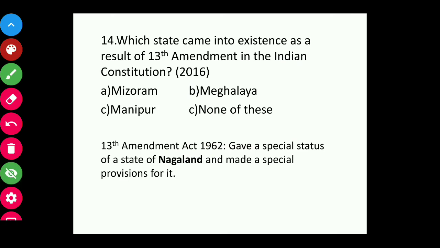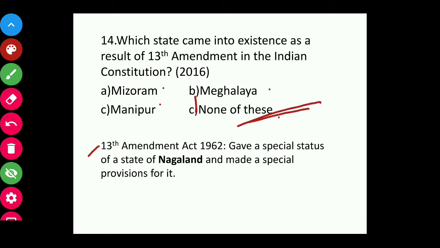Number 14. Which state came into existence as a result of the 13th Amendment in the Indian Constitution? A, Mizoram, B, Meghalaya, C, Manipur, and D, none of these. So the answer is D, none of these.